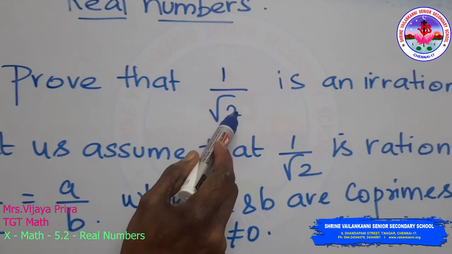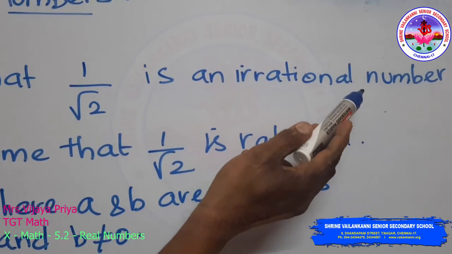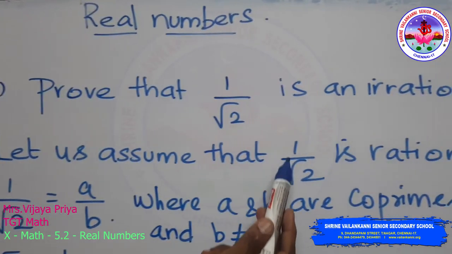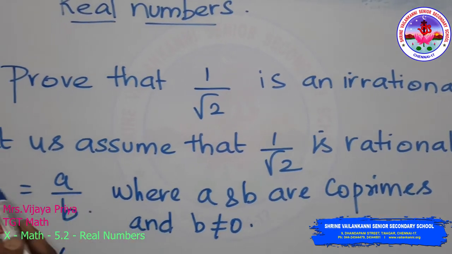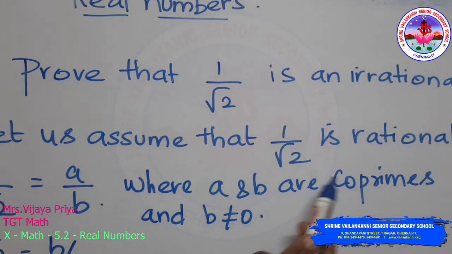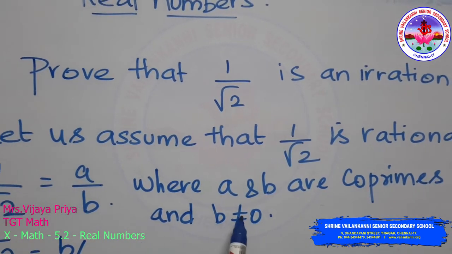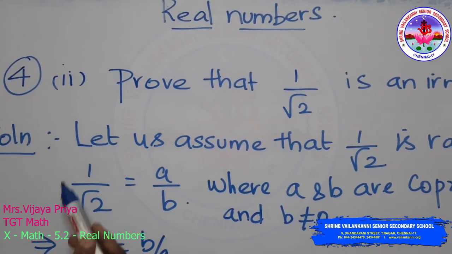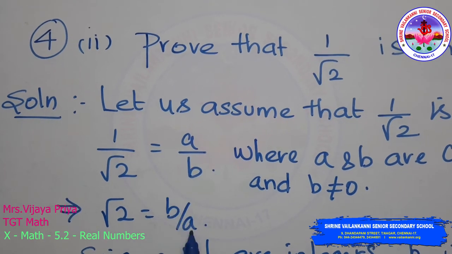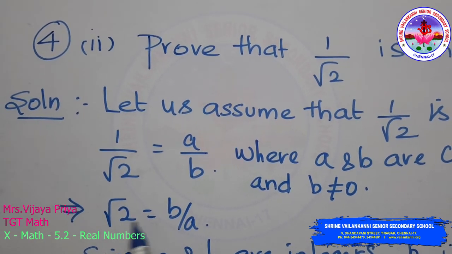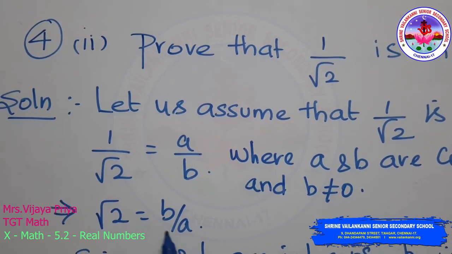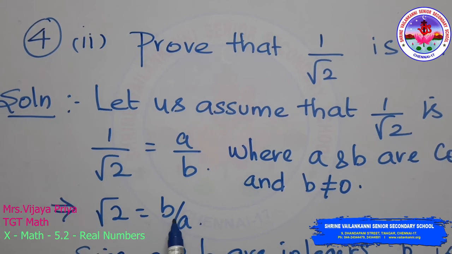Fourth problem, second subdivision. Prove that 1 by root 2 is an irrational number. As by the previous rule, let us assume to the contrary that 1 by root 2 is rational. So 1 by root 2 can be expressed in fractional form a by b, where a and b are co-primes and my denominator b is not equal to 0. So I am writing the reciprocal of this. So I will get root 2 equals b by a. When I see this equation, a and b are integers, so the right hand side becomes a fractional form.